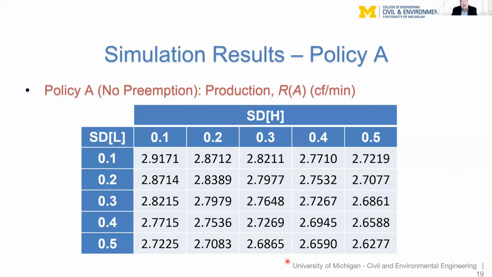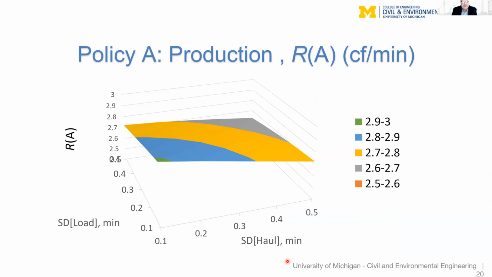Now, the simulation results. Here are the simulation results for policy A, and if we plot them, they look sort of like this. And this is something that you should feel at home with, because when the standard deviations for load and haul are small in this corner right here, then production is high. When the standard deviations are large, 0.5 and 0.5, then production is low. When we are in the other two corners, where one standard deviation is high and the other one is low, then production is in between, but at the same level. So this is about as high a production as that. That is for production for policy A.